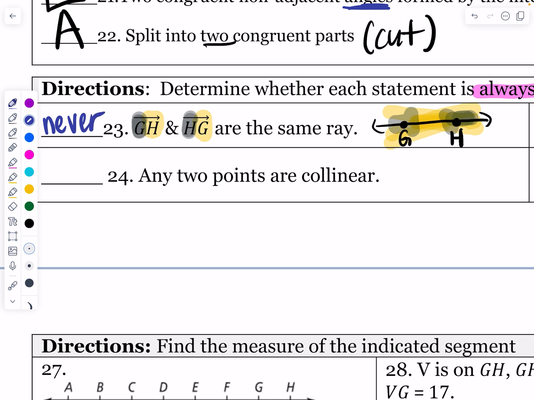For two rays to be the same ray, they have to come out of the same source of power. So since this starts at G and this starts at H, you immediately know that those rays are not the same because they'd have different endpoints. This one starts at G, this one starts at H.